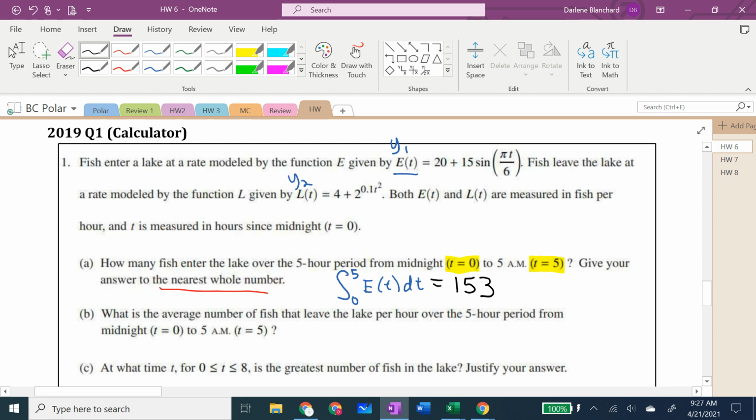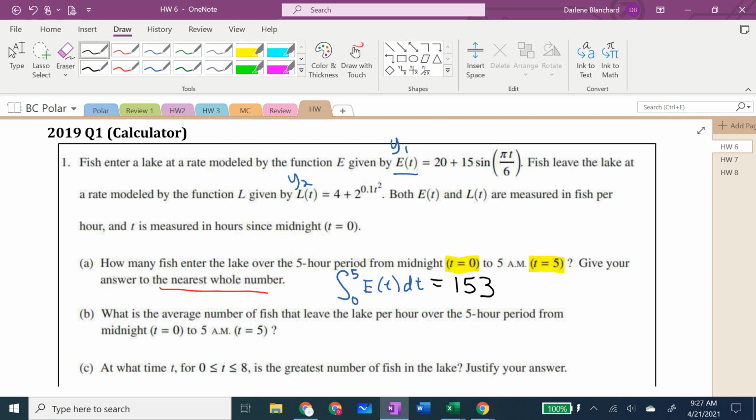And you get 1 point for writing the integral, 1 point for writing the answer. If you don't have the integral, you might not get the answer point for that. So very important, you always have to write your definite integrals that you're using.